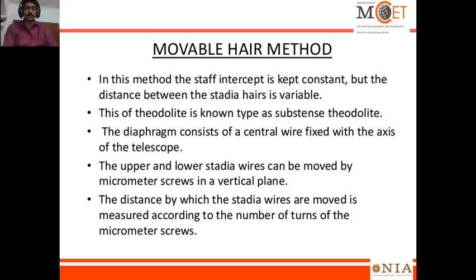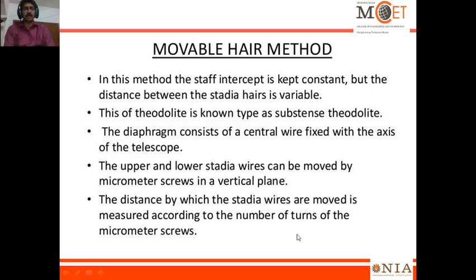Hello friends, next topic in our tachometric surveying. We have seen about the stadia method. In that, the stadia hairs are fixed, that is, small i is fixed in the instrument. Now another one available is the movable hair method. Here the staff intercept is kept constant, that is S is kept constant, but the stadia hair is variable.